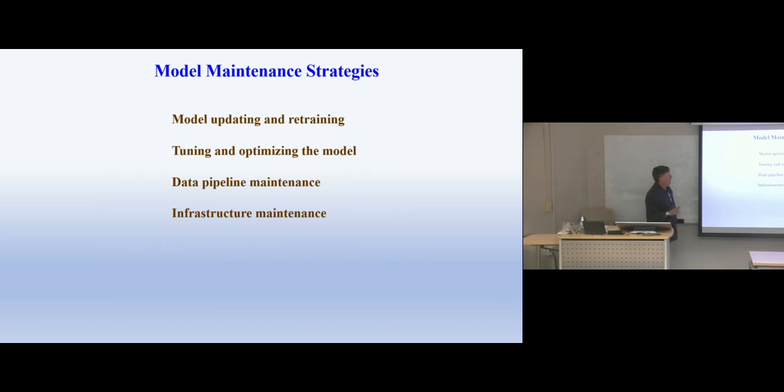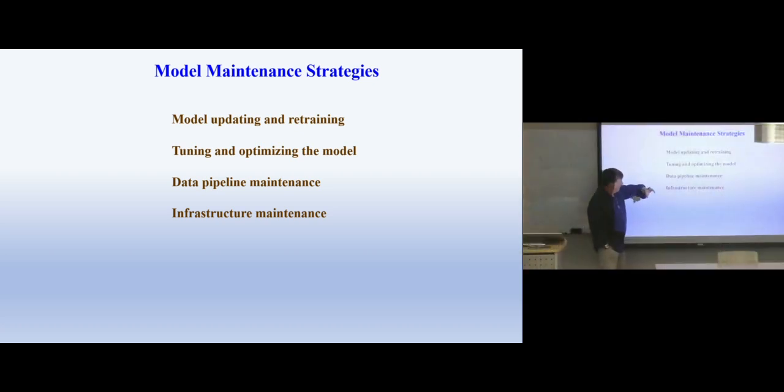Now, here are your strategies. You can update the model, then you're gonna retrain it. Why? I've got to have new data. I can tune or optimize what I have. I can get into the data pipeline, do maintenance there, or I can get down in the compute, the infrastructure maintenance.